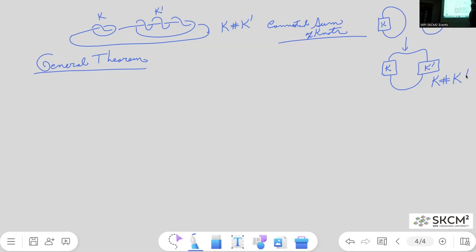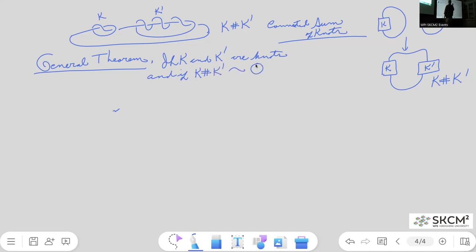The general theorem is that if K and K prime are knots, and if K connected sum with K prime is equivalent to the unknot, then K is equivalent to the unknot and K prime is equivalent to the unknot.